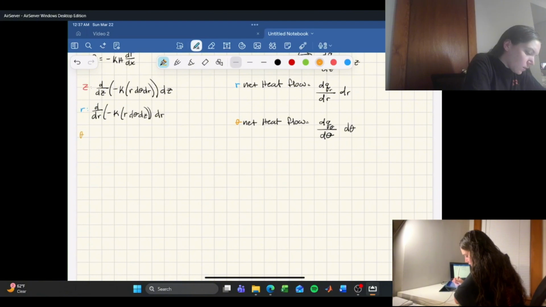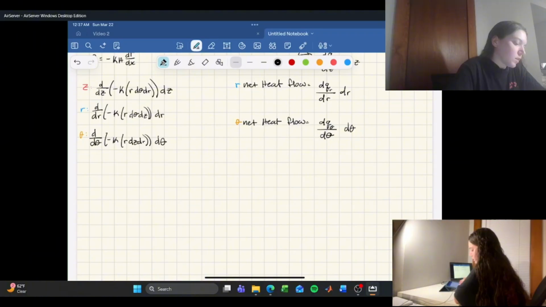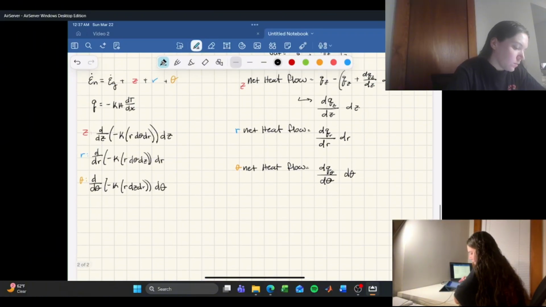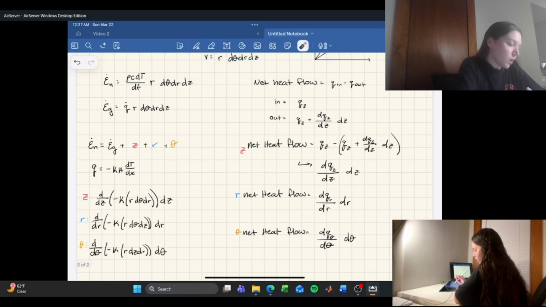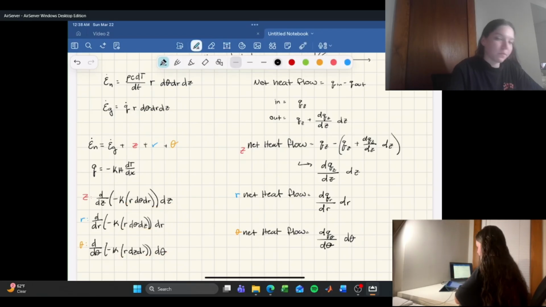And then for theta, it's going to be d over d theta times the negative thermal conductivity times the area, which is the radius times dz dr, and then multiplied by d theta. And I explained this in the last video, that all the volumes canceled. So you can see that here, all of these now have the same volume term as well.